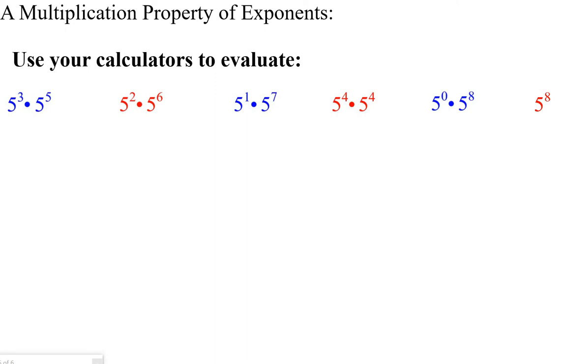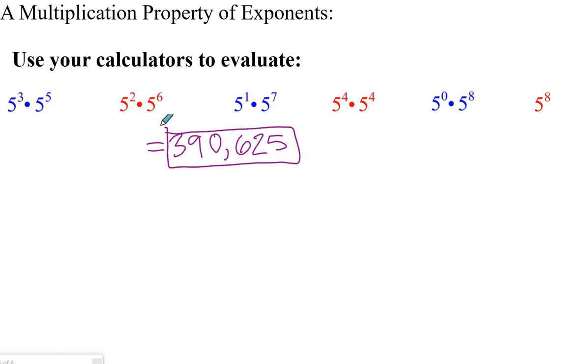So use your calculator, for example, to do 5 cubed, and then multiply that times 5 to the 5th. Then do 5 squared, multiply that by 5 to the 6th. And go ahead and do that for each of these problems and see what answer you get at the end. So pause the video now and try it out, and then unpause when you're ready. Okay, so if you did this correctly, you should have gotten this same answer for every one: 390,625 for every single one of these.